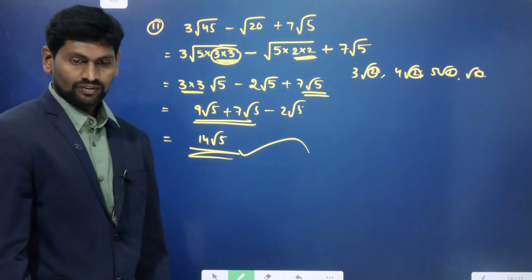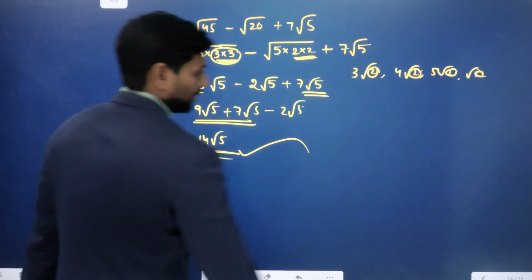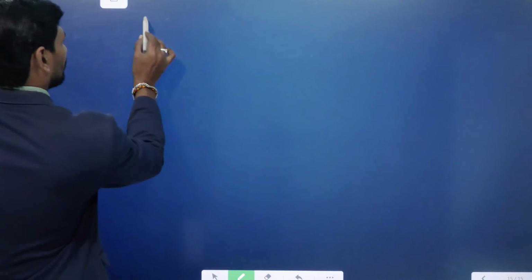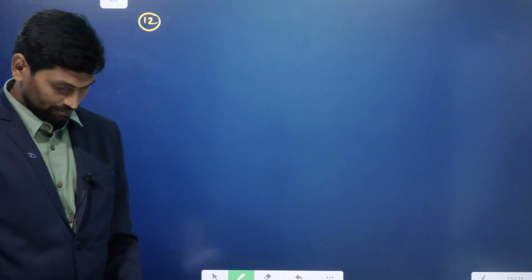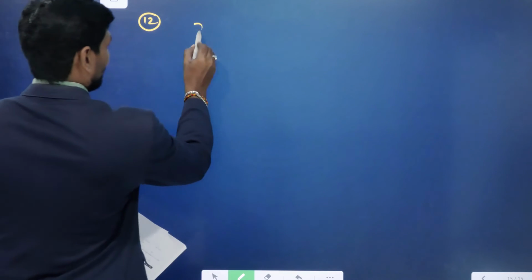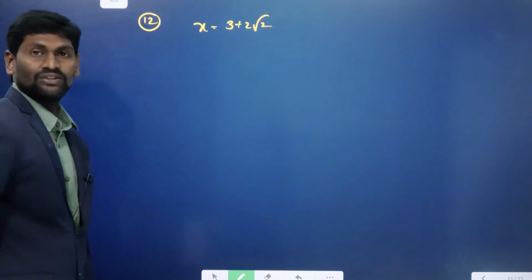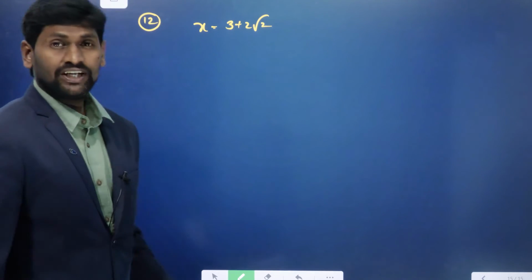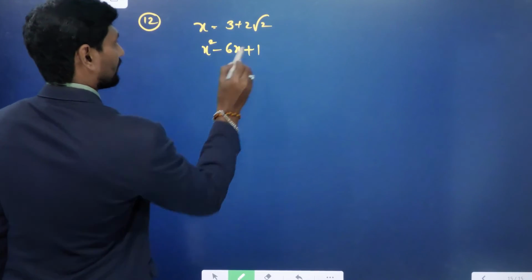Now check that. Let us go to the next problem. Problem number 12. This is exercise 1.12 sum, practice sheet already completed. It is given that x value is 3 plus 2 root 2. We need to find x square minus 6x plus 1.